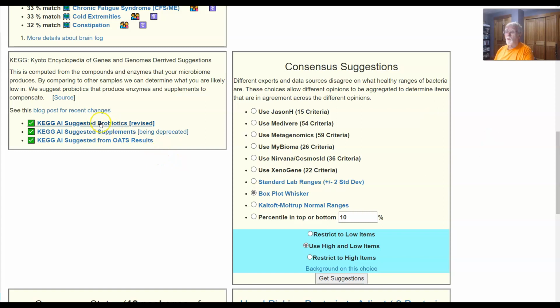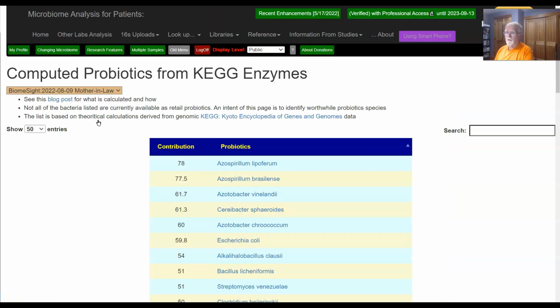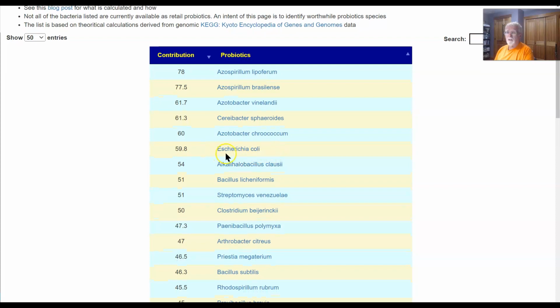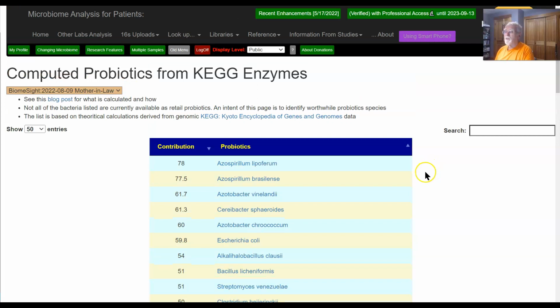We can also go over and just see what data derived from cake suggests for probiotics. And there we have things there. We have E. coli sitting there, even though the person was relatively high in E. coli. As a probiotic, it does come up as a suggestion. And then all these bacteria are available in some probiotics somewhere in the world. Whether or not they're available to you is, of course, the nasty bottom line question.